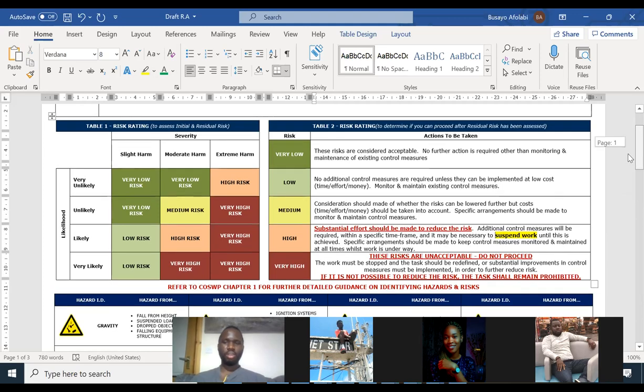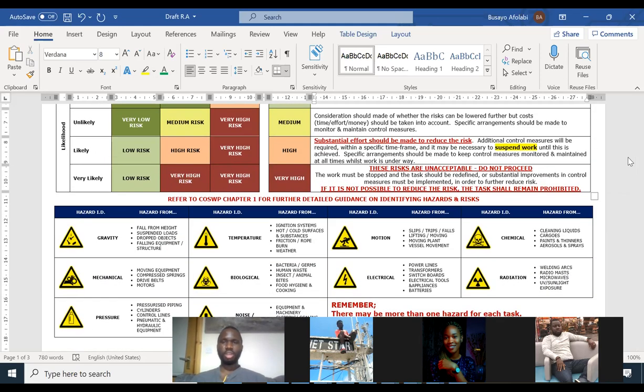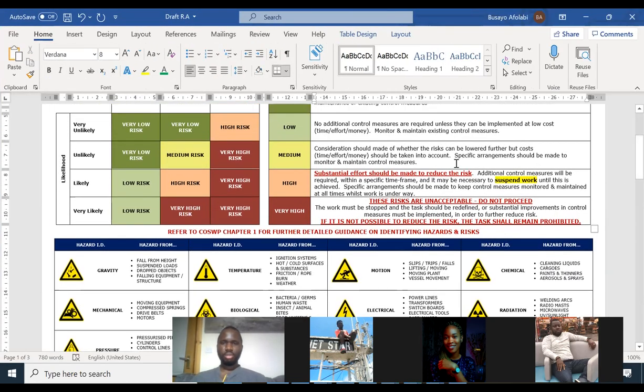Suspend the work. Thank you. It's because if you cannot bring it down to at least medium risk, you shouldn't even go ahead with a risk as high as this. Yes, additional control measures will be required.